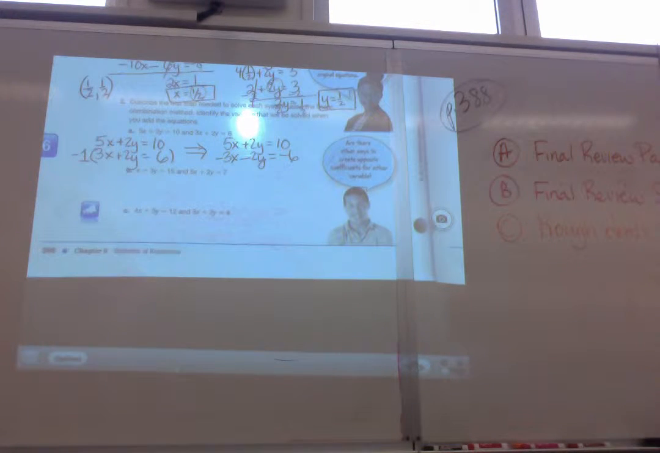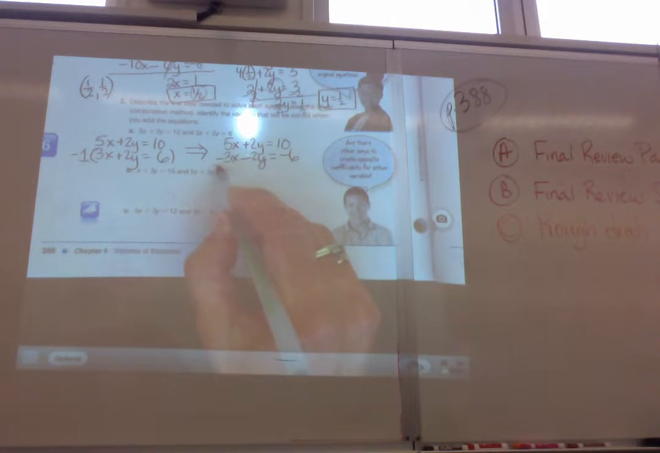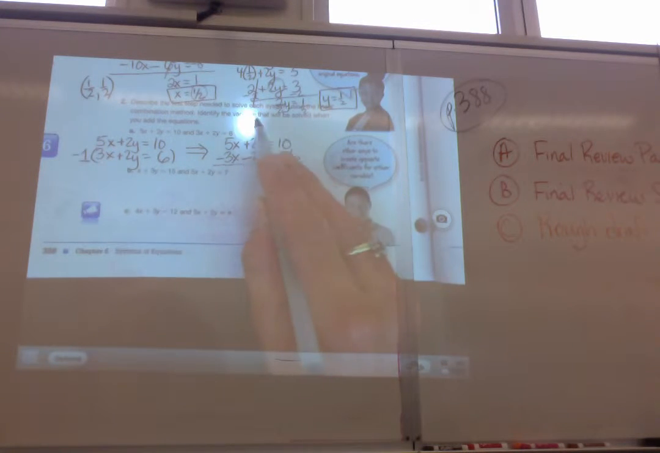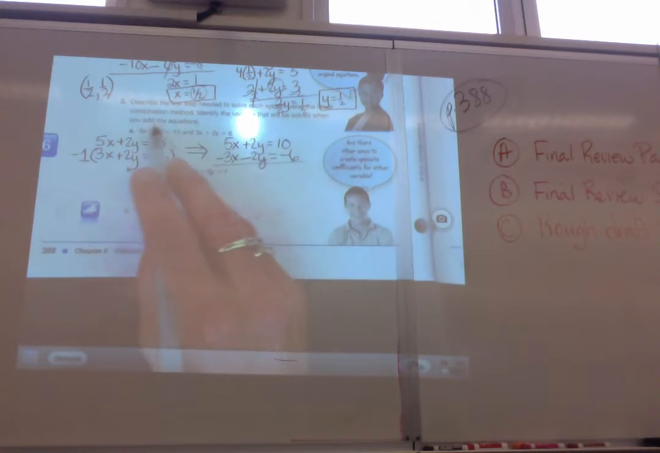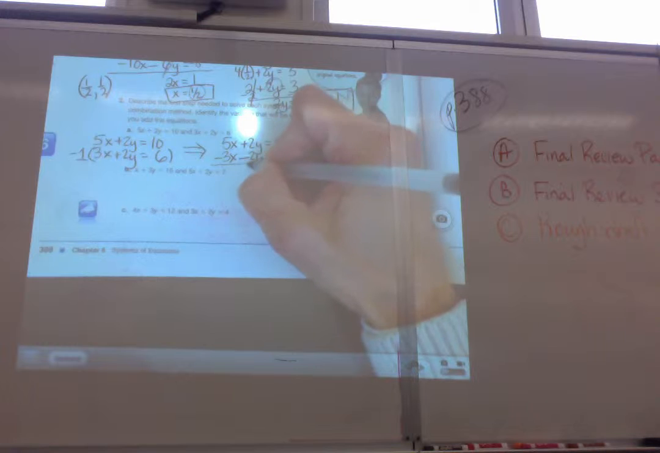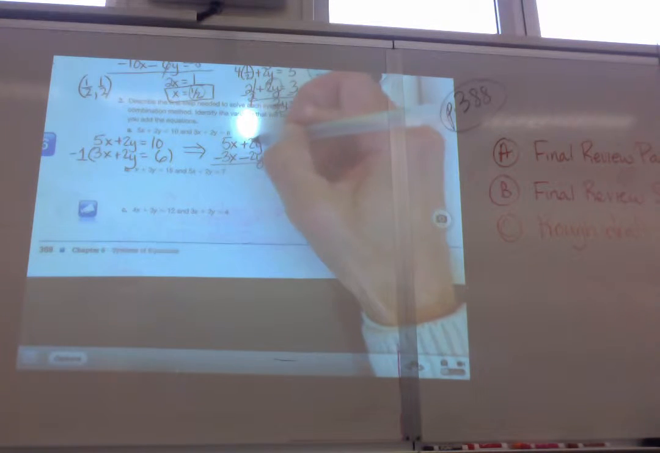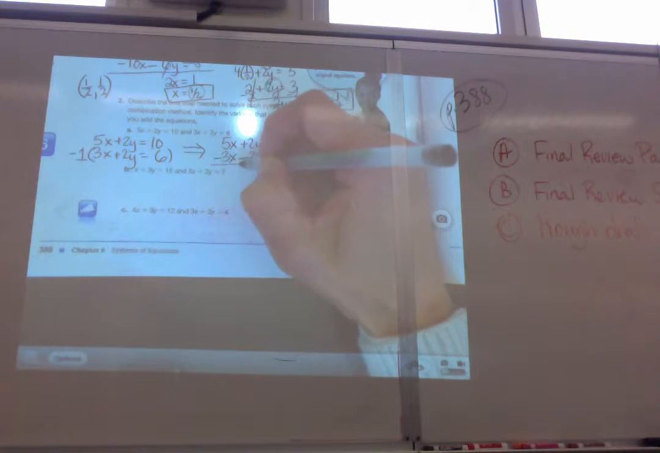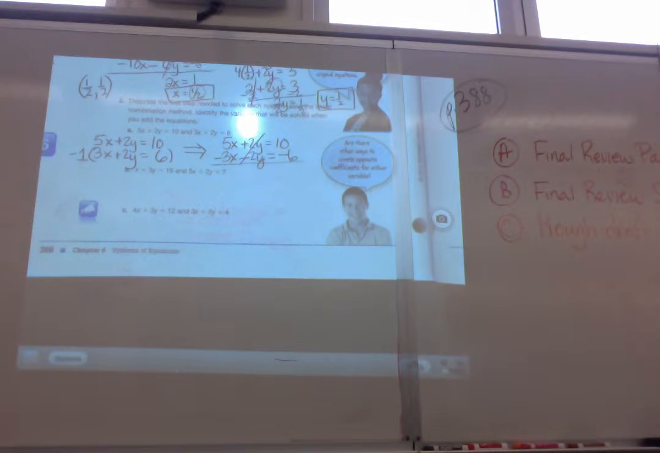They don't ask us to solve this. They just said identify the variable, they just say identify what needs to be done. Identify the variable that will be solved when you add. Let's just identify what's going to cancel out. We've got a plus 2, a minus 2. When we add, that will cancel out. We're not going to solve these yet. We've got a couple on the other page to solve.